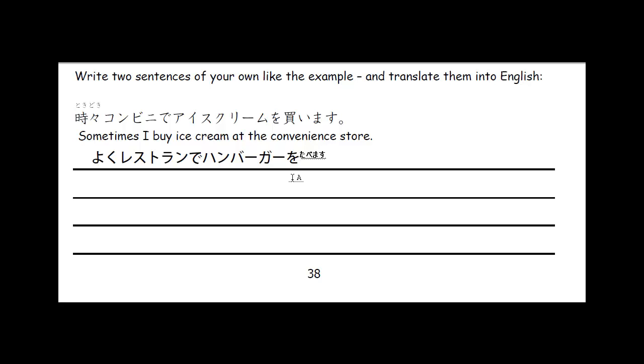Tabemasu. Let's change that to kanji. We know the kanji. There it is. And a full stop. Let's have a look at it. Yoku, often. Restaurant de, at the restaurant. Hamburger o tabemasu. So you need a time, followed by a place, particle de indicating at that place, followed by the object of the verb, hamburger, or we might change that to something else, and then a different verb at the end. So you see if you can do some more on your own.